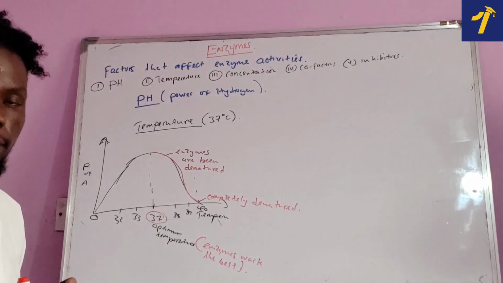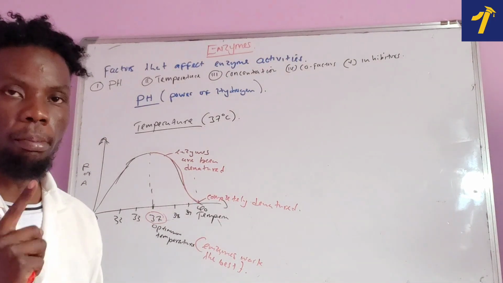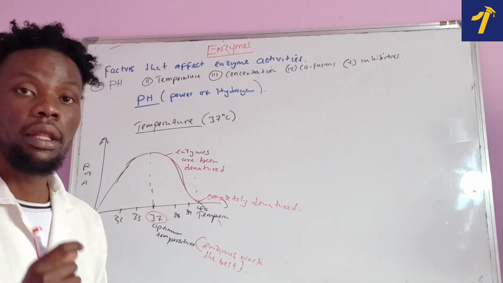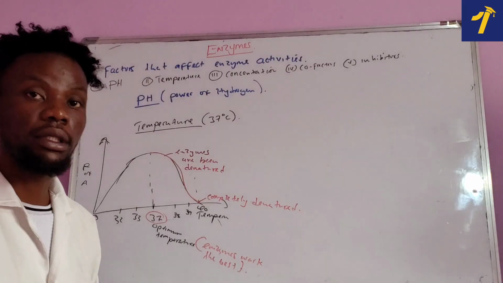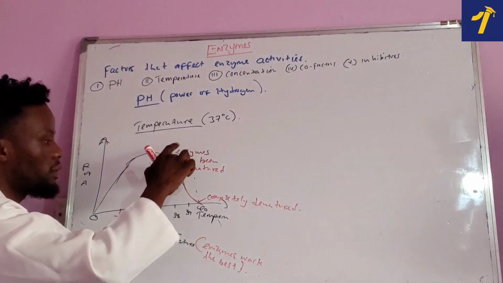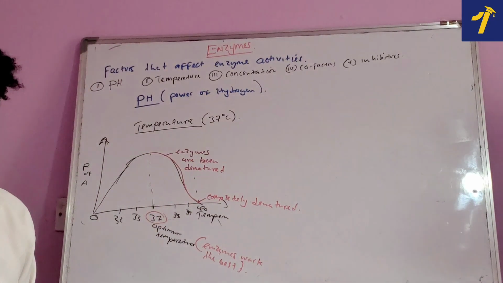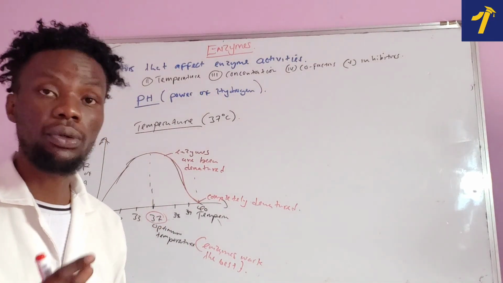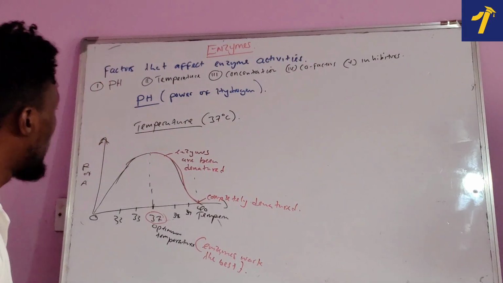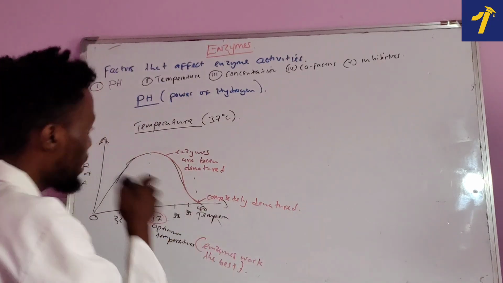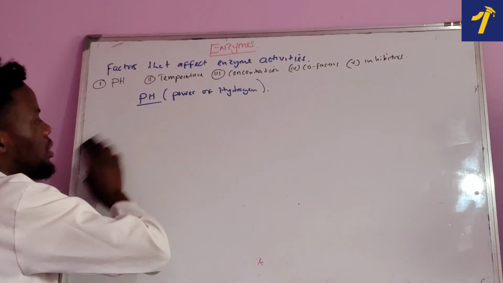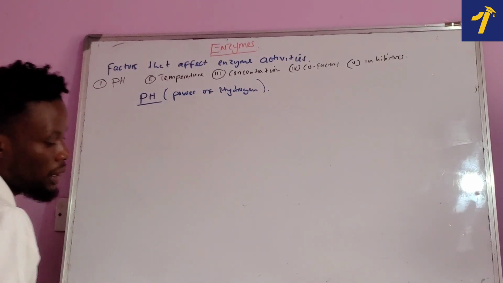Remember, the higher the temperature, the higher the rate of enzyme activity. But if the temperature exceeds 37 degrees Celsius, we're going to have the rate of enzyme activity start decreasing because the temperature has exceeded 37. Now the rate of enzyme activity is going to be decreasing. Why? Because the enzymes are now being denatured because of extreme high temperature. Okay, that's how the temperature is going to affect the enzyme activity. Okay, now let's go to concentration.